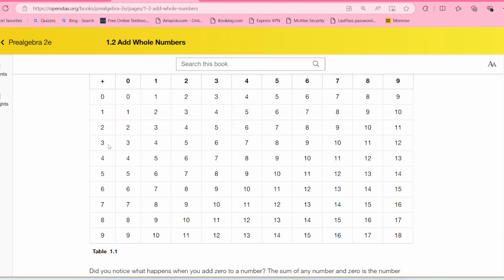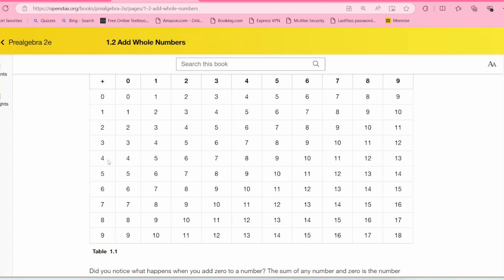Now the 3 row. 3 plus 0 is 3. 3 plus 1 is 4. 3 plus 2 is 5. 3 plus 3 is 6. 3 plus 4 is 7. 3 plus 5 is 8. 3 plus 6 is 9. 3 plus 7 is 10. 3 plus 8 is 11. 3 plus 9 is 12.